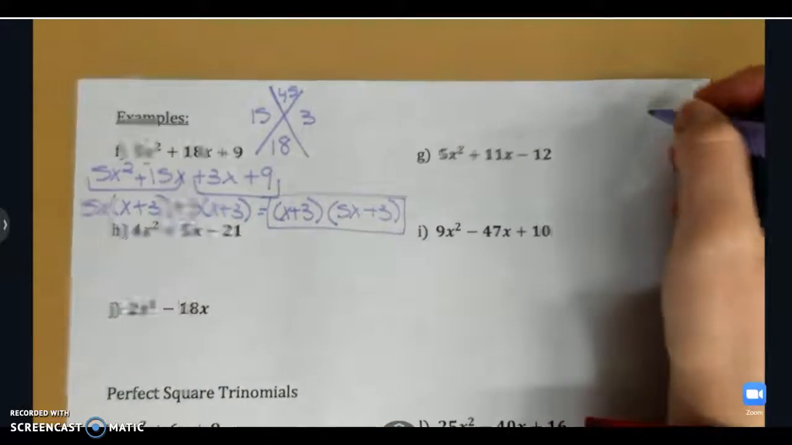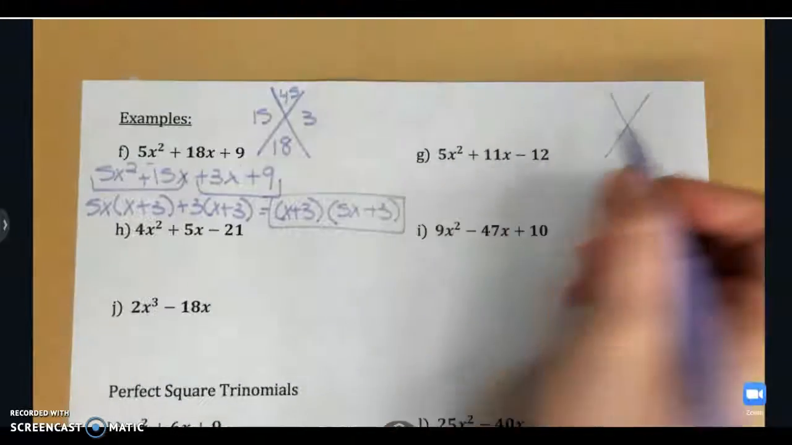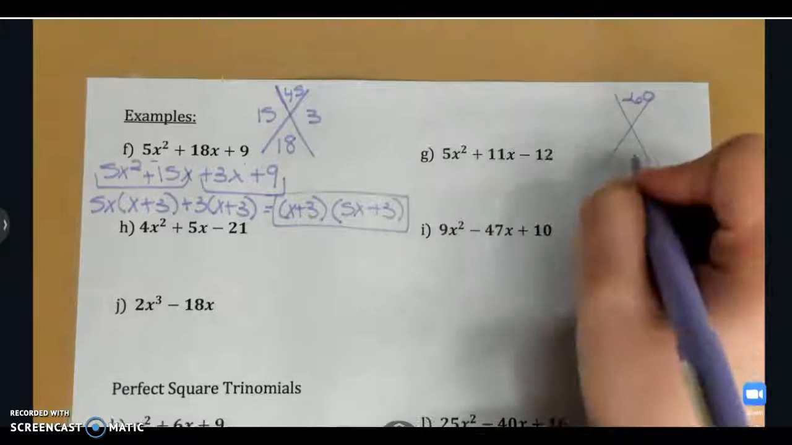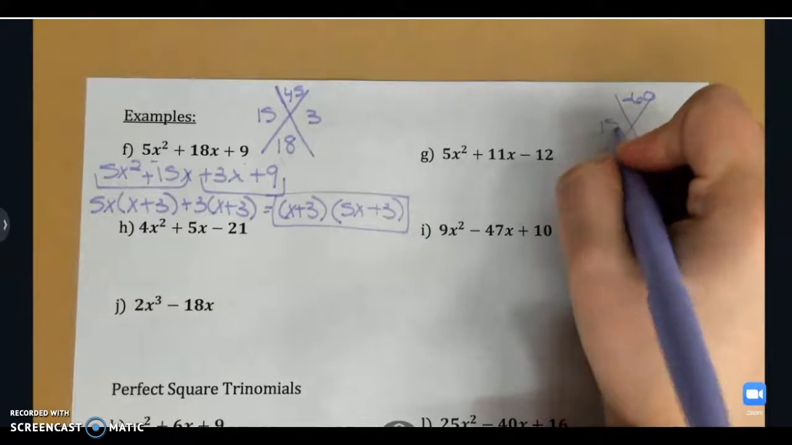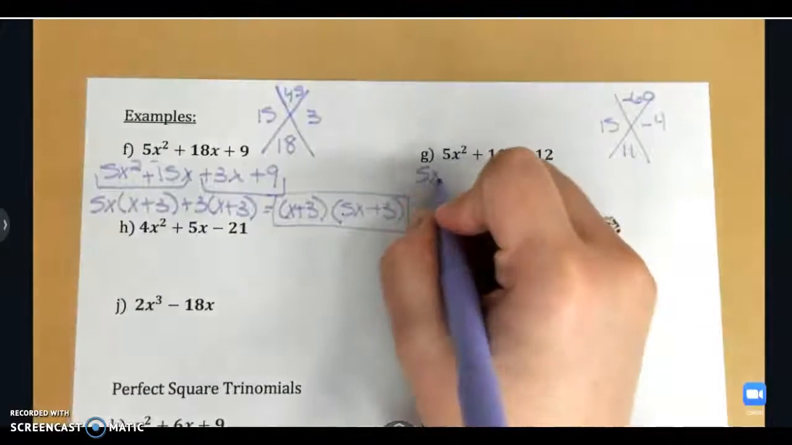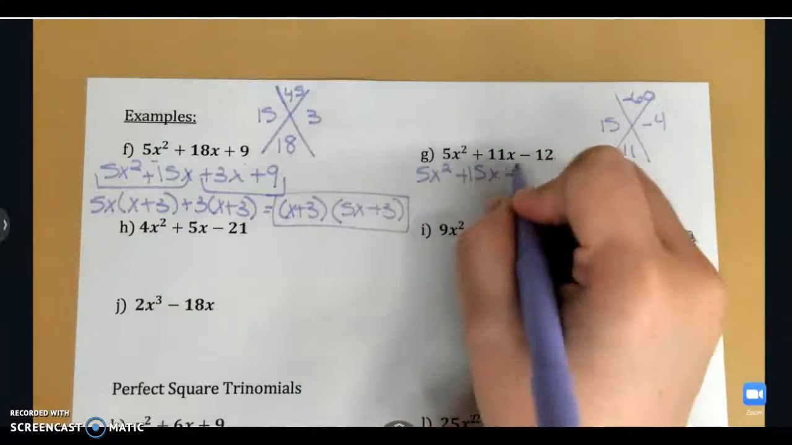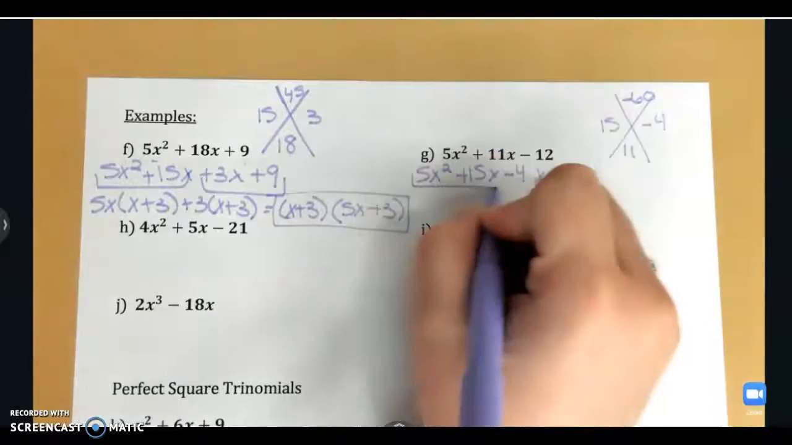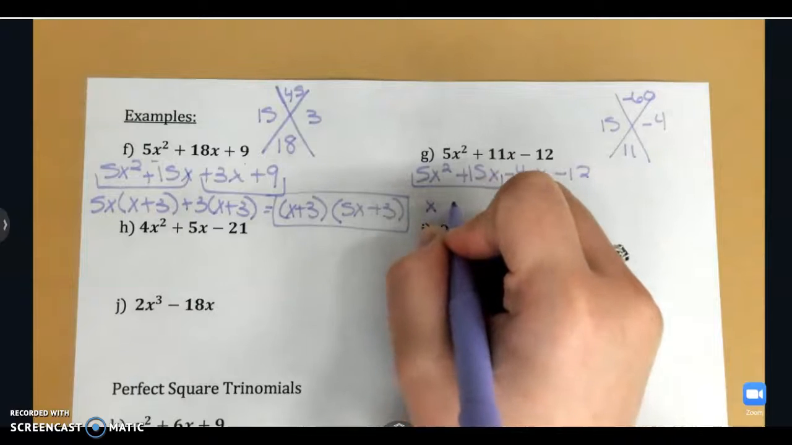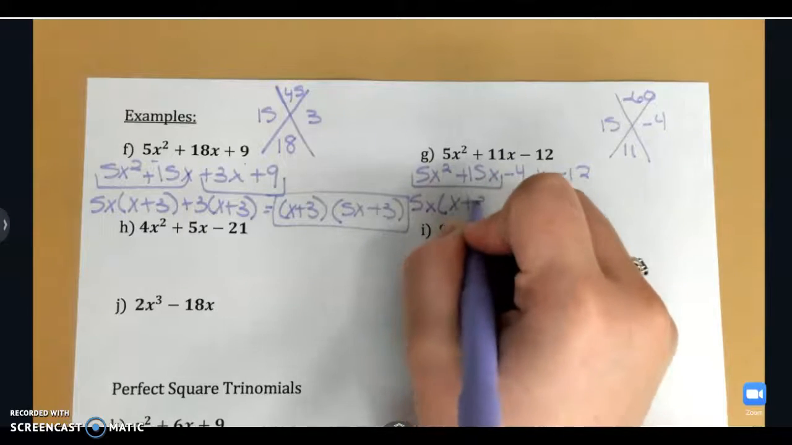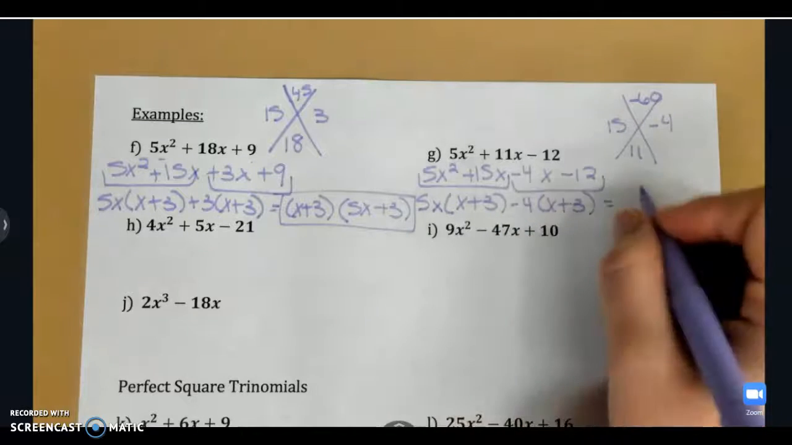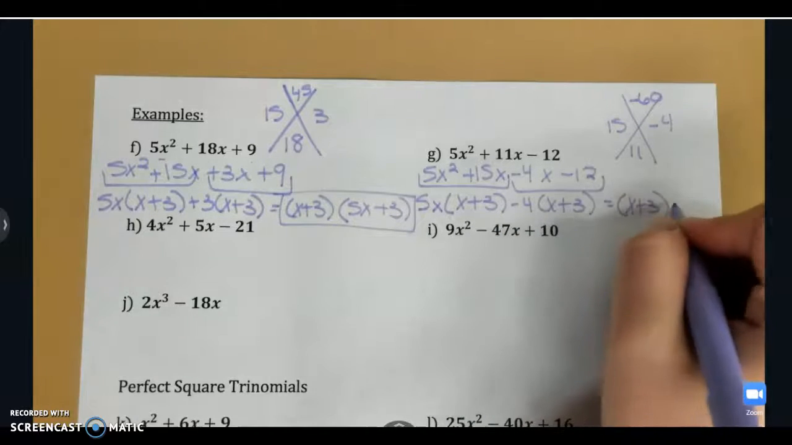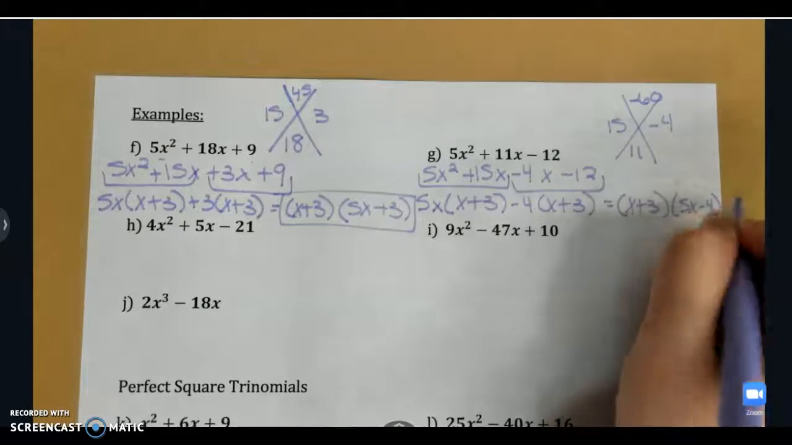Okay. On G, I've got 5 times negative 12, so that's going to be negative 60, and my middle term is positive 11. So I'm looking for factors of negative 60 that will subtract to 11, and that's going to be positive 15 and negative 4. So 5x squared plus 15x minus 4x minus 12, grouping, and then I've got x plus 3 as a common factor here, and that's going to leave me with 5x minus 4.